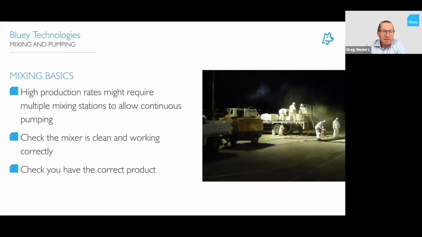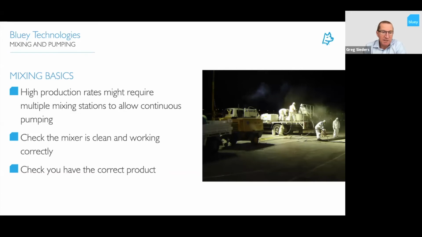So mixing basics again. If you've got high production rates, a big volume pour during the day, you might need multiple mixers and pumping stations set up. So you've got to look at the application on site and plan this. You might not have just one mixer, you might need two or three stations set up. So have them planned out, and have your product there so you can easily access it all.